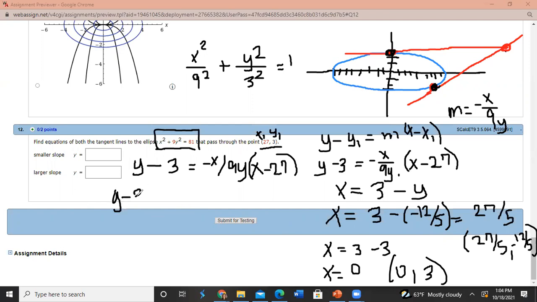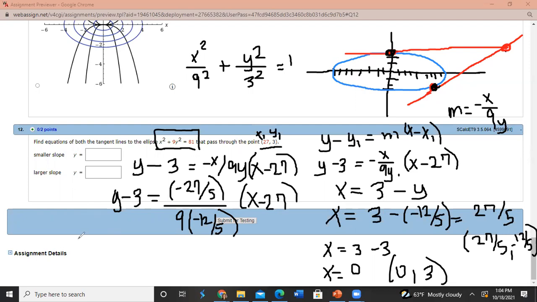So let's say y minus 3 equals, and I'll do this carefully because it's fractions within fractions, so that's always good. It's negative x, so negative 27 over 5, divided by 9 times y, which is negative 12 over 5. And then this is x minus 27. Okay, so we have some fractions within fractions to worry about. I'll take it on over here. A little side note: this is like negative 27 over 5 times the reciprocal, which is 5. Negative 9 times 12 is 108.